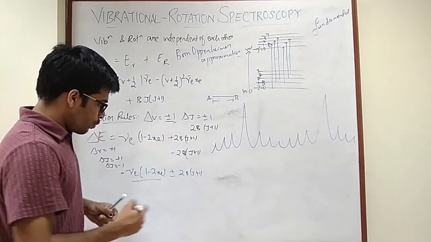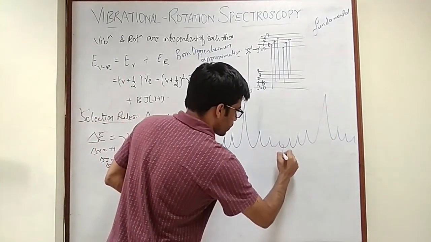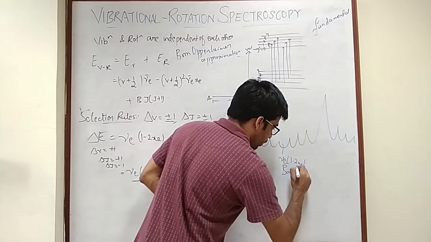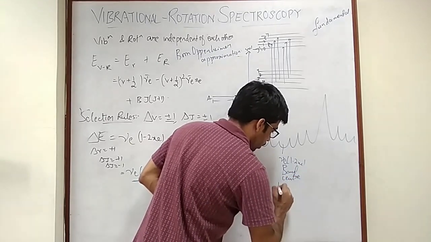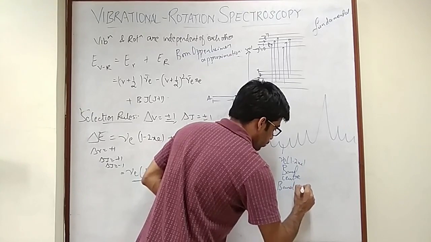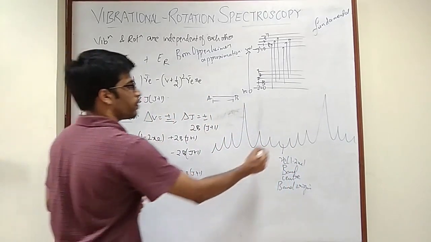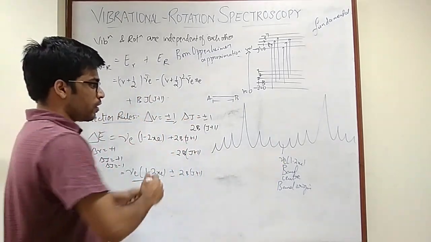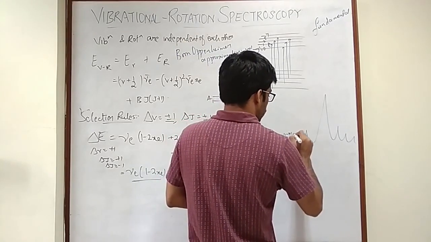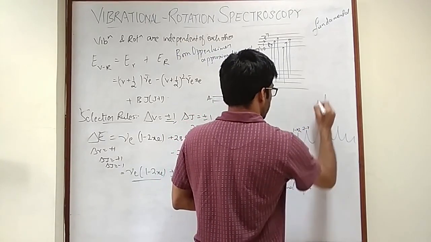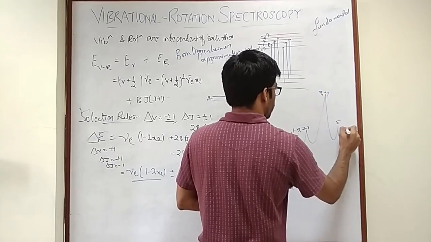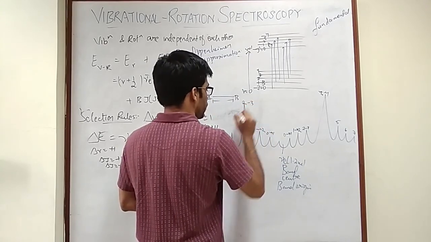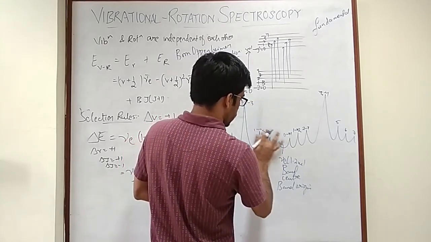Okay. Now this mu e (1 minus 2xe) is here, and this is known as the band center or band origin. This is the origin of the band, plus 2B(J plus 1) and minus 2B(J plus 1). Now for the plus, obviously this corresponds to 0 to 1, 1 to 2, 2 to 3, 3 to 4, and so on. Similarly here it is 0 to 1, 1 to 2, 2 to 3. It remains the same. Okay, I missed one.